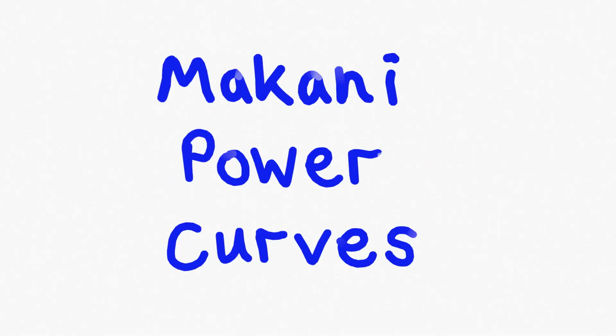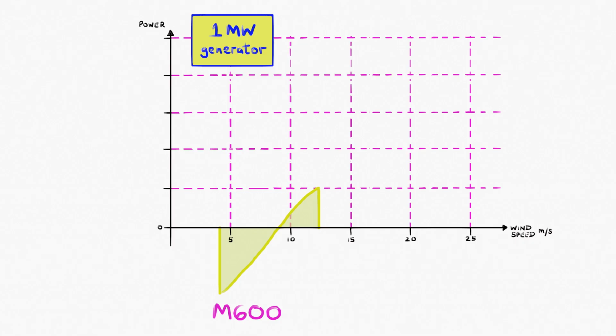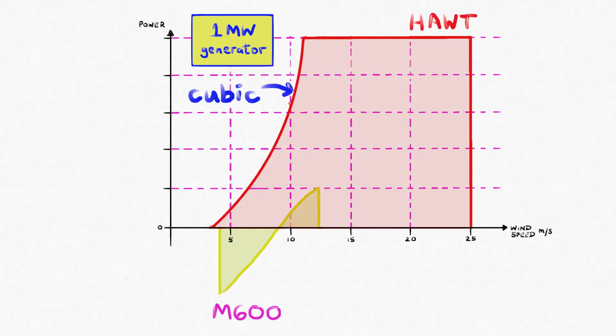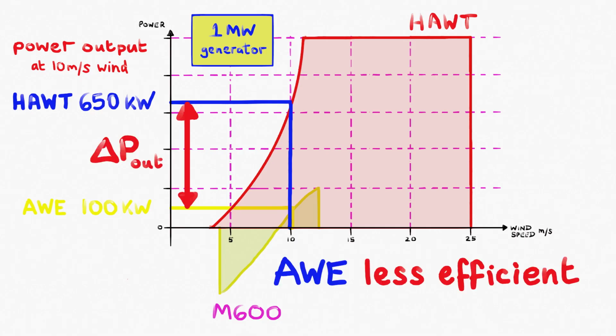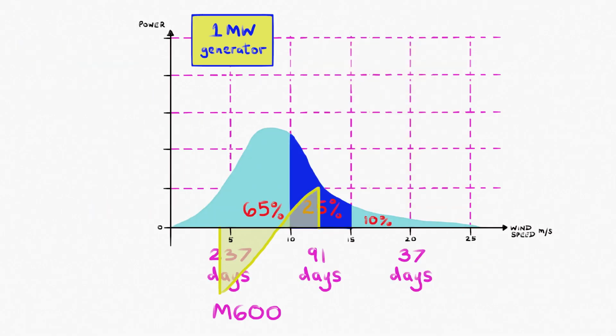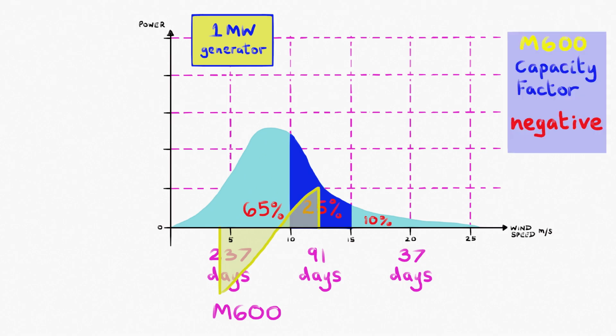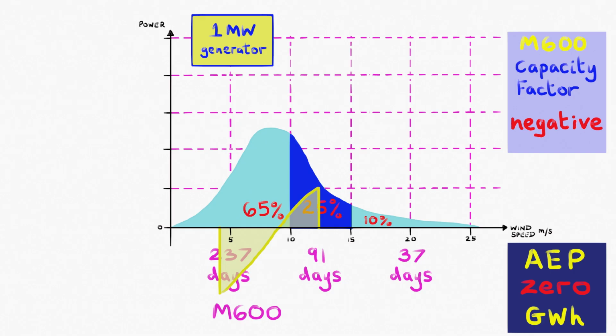The Makani Flygen kite system flies circles at a fixed tether length. The generated power is sent to the ground via the tether. With the same size generator, the Makani system produces less power than a conventional wind turbine in the same wind. Most of the time, power is consumed, resulting in a negative capacity factor and no annual energy production.